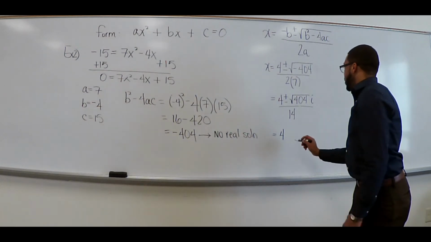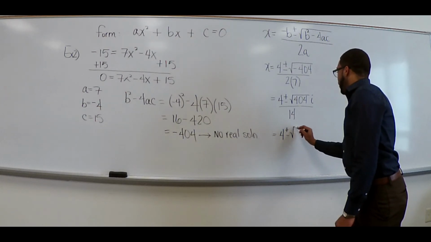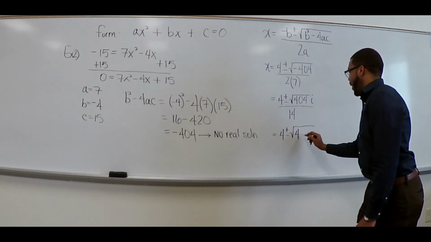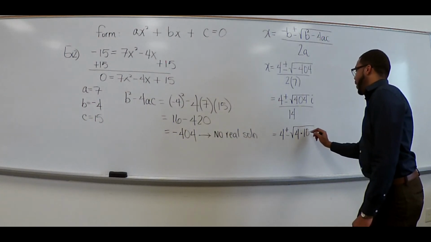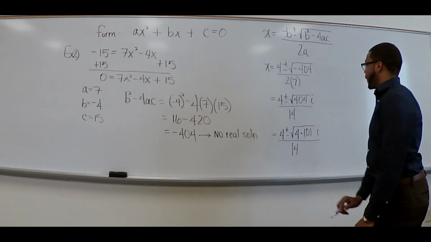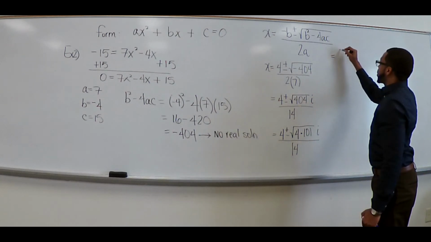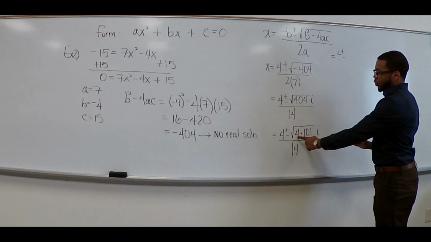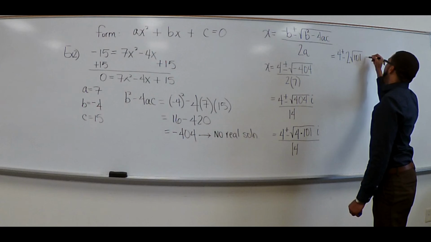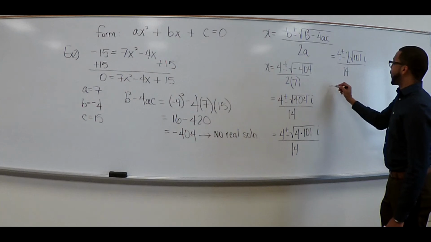And we'll say here we have the perfect square that goes into 404 is 4. And it does it 101 times. So we have 4 plus or minus, the square root of 4 is 2, square root 101 i, all over 14. Check it.